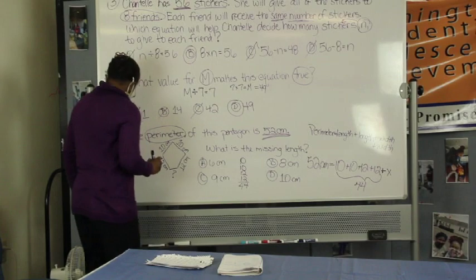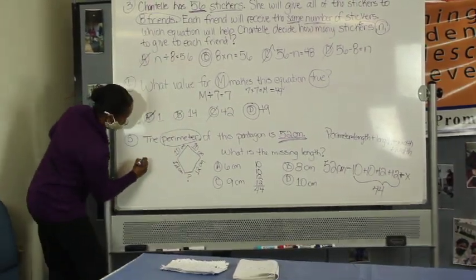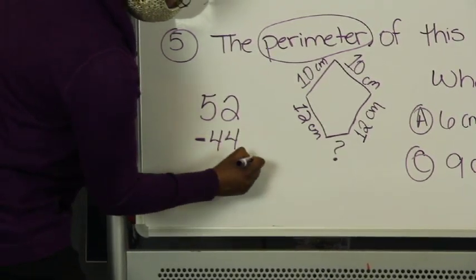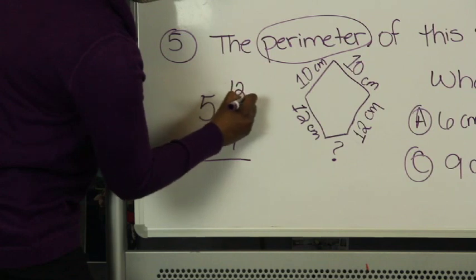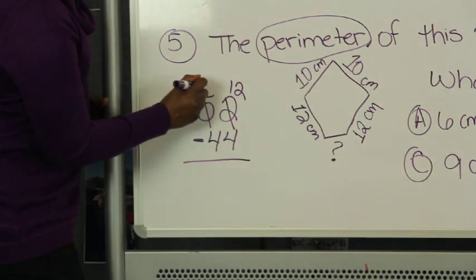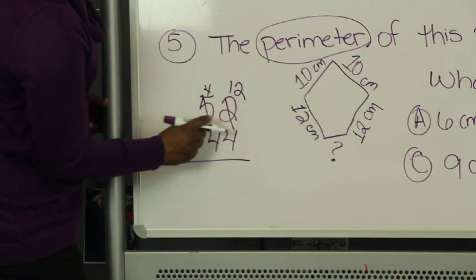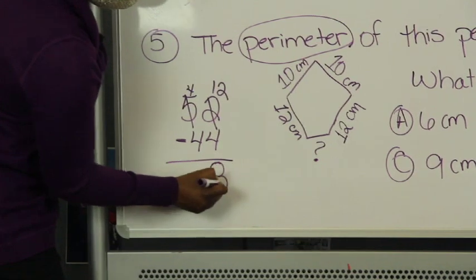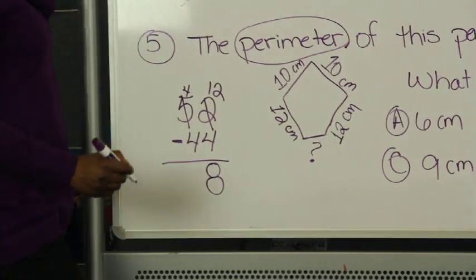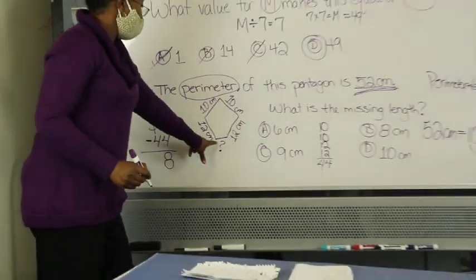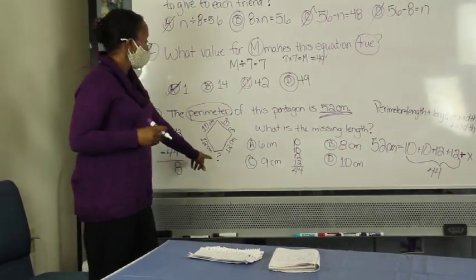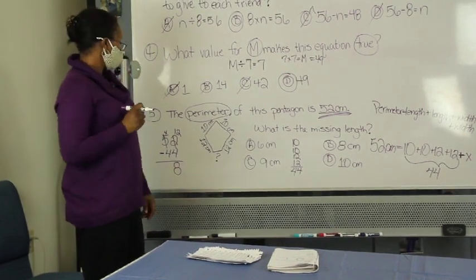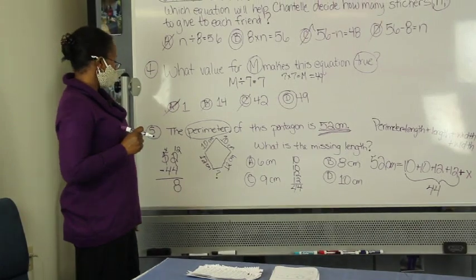So I'm going to try and get a little space over here. 52 minus 44 equals, we're going to borrow from the 5 and make it a 4. And then we're going to make the 2 a 12. So 12 minus 4 is 8. Okay, and then 4 minus 4 is 0. So what is left to get us to 52 is going to be 8. All right? So now let's go see if we can find 8 centimeters.